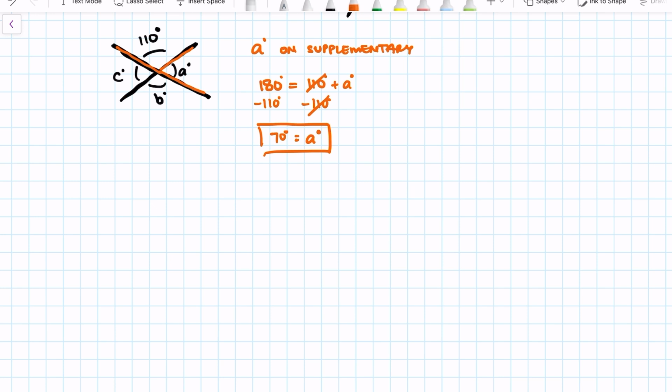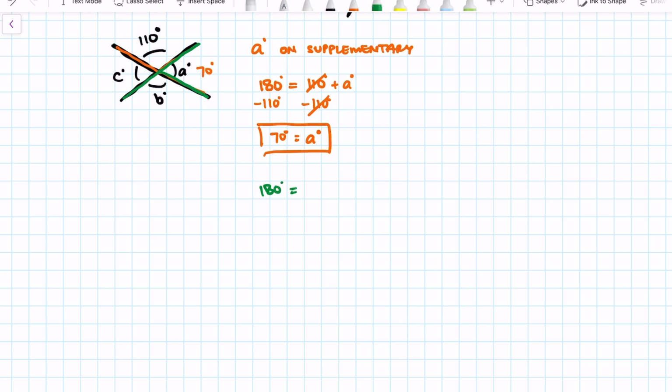Now, time to figure out the other angles. So now we're gonna go for angle B and angle C. So angle B, there's a couple ways to look at it, but now that we know that A is going to be 70 degrees, then we can treat it like another supplementary line. So let's say that this right here is the supplementary line, and this is going to be angle A and B. Then you're going to be left with 180 degrees as well, right?